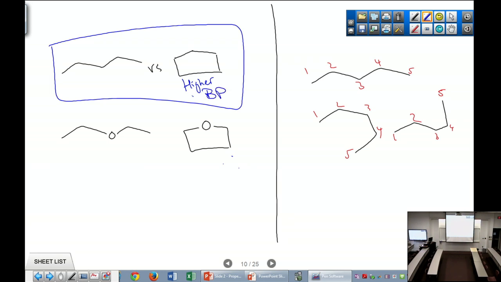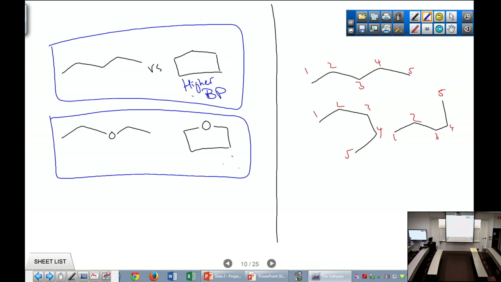Same thing for really any other molecule. So ether versus a cyclic ether, right? They both have 4 carbons and 1 oxygen, right? But again, the one that is the ring has the higher boiling point.